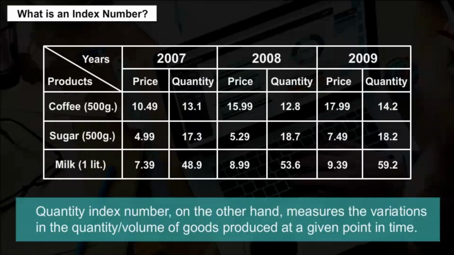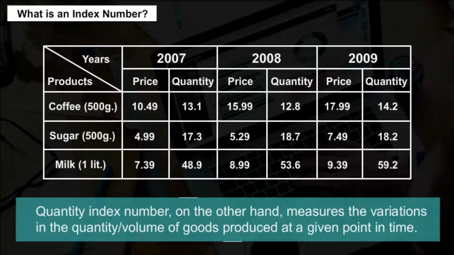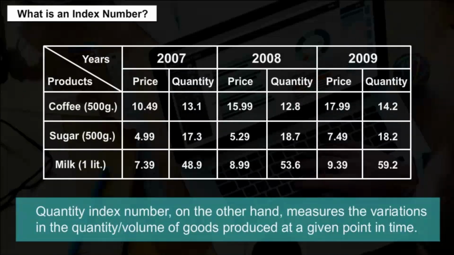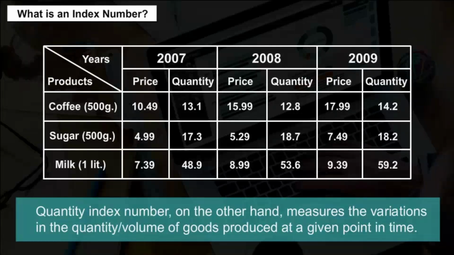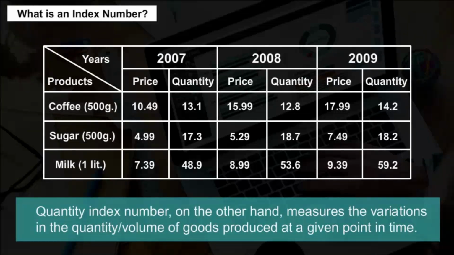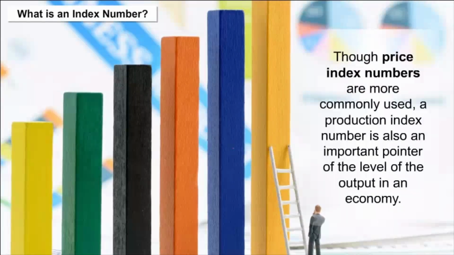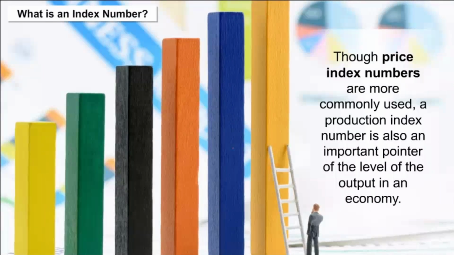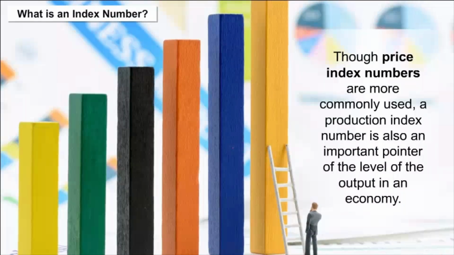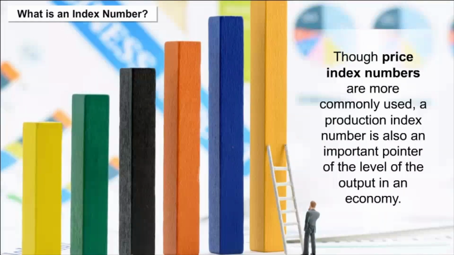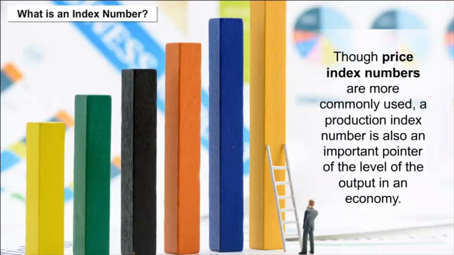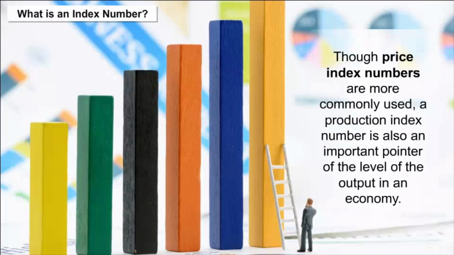Quantity index number, on the other hand, measures the variations in the quantity or volume of goods produced at a given point in time. Though price index numbers are more commonly used, a production index number is also an important pointer of the level of the output in an economy.